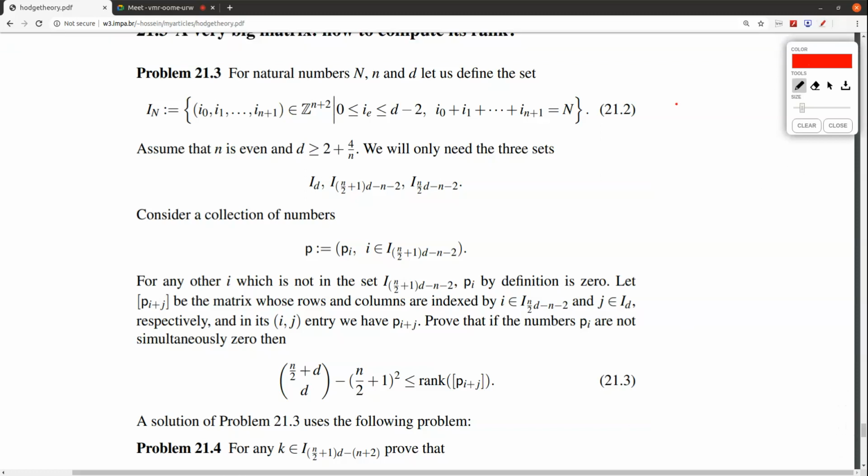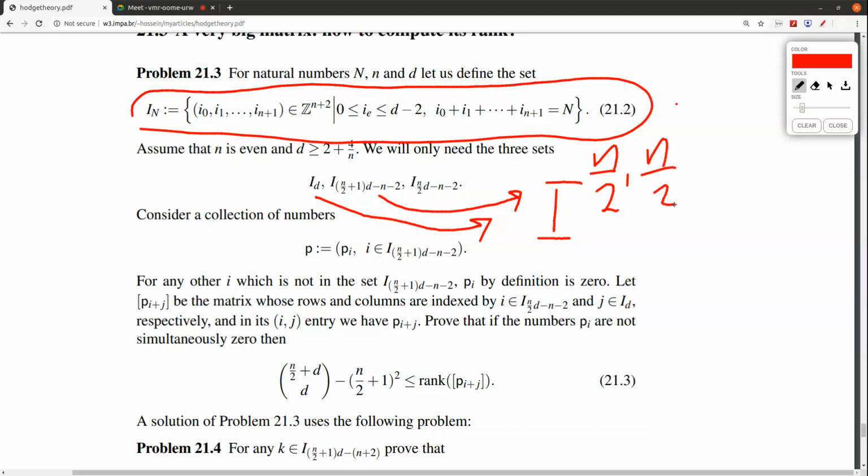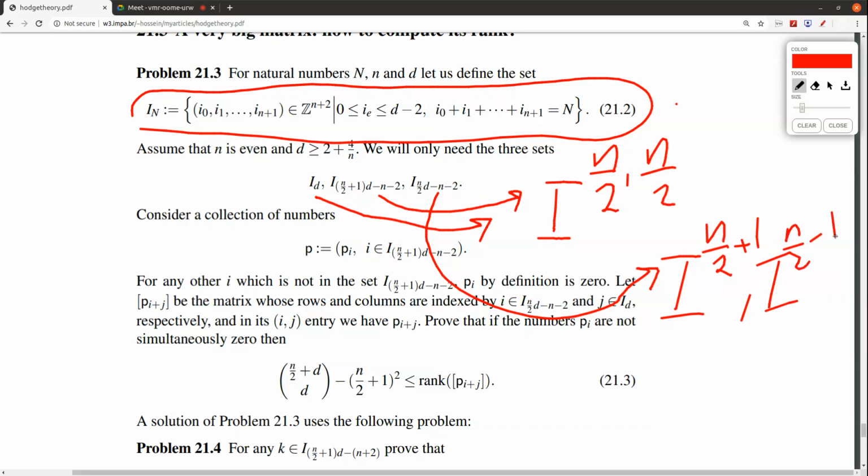Here in this section, I have used the projective notation. So this means that I0 is back to my notation, and this will be the same index set, but by the notation that we used it will be n half, and this one is n half plus 1, n half minus 1. So anyway, you define these three sets.